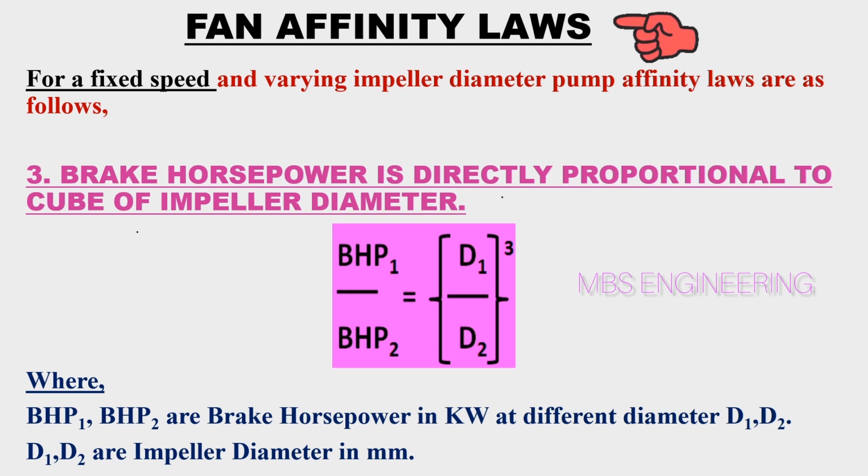Next, we learn about the formula for pump affinity laws. For a fixed speed and varying impeller diameter, pump affinity laws are as follows. The third affinity law for the pump: the brake horsepower is directly proportional to the cube of impeller diameter. The brake horsepower, bhp1 divided by bhp2, is directly proportional to the cube of impeller diameter, d1 divided by d2. Where bhp1 and bhp2 are brake horsepower in kilowatts at different diameters d1 and d2. d1 and d2 are impeller diameters in mm.